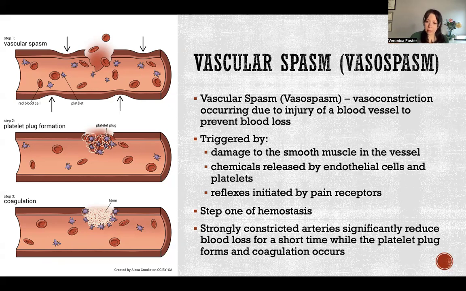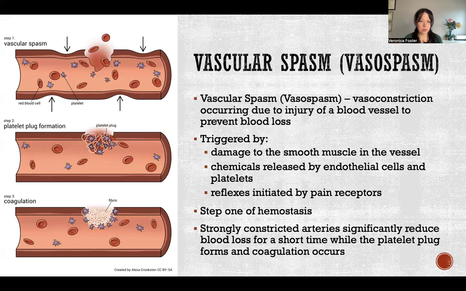It's also triggered by chemicals that are part of the hemostasis process. So chemicals that are released by the endothelial cells in the blood vessel and also released by platelets that are coming by and getting stuck to the damaged area. It can also be triggered by reflexes that are initiated by pain receptors that are essentially signaling that there is an injury here. And so it causes the blood vessels in that area to clench up, to vasoconstrict, or vascular spasm. So vascular spasm is step one of three in hemostasis.